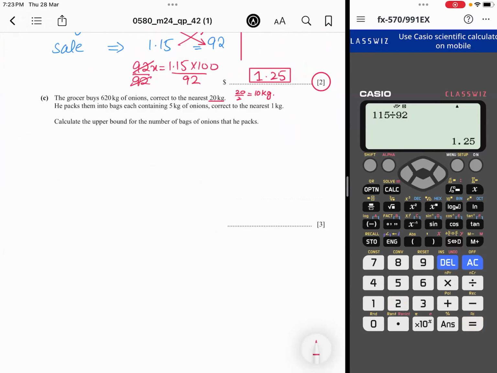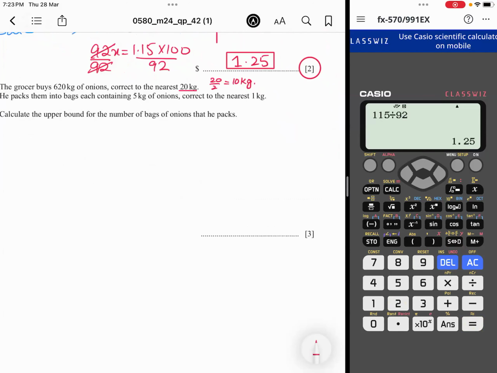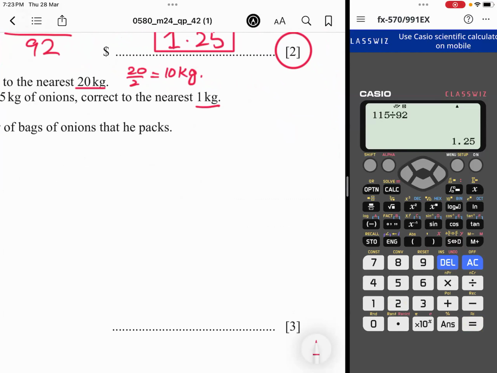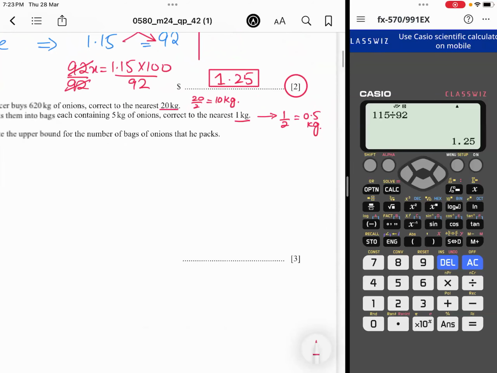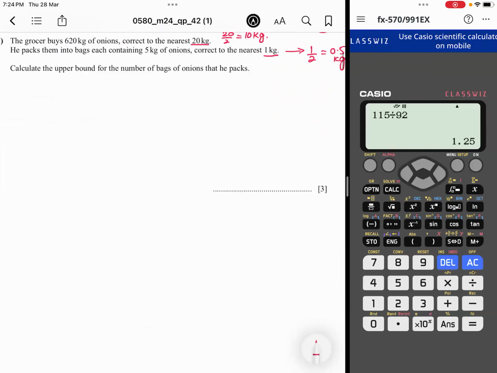Okay. He packs them into bags, each containing 5 kg of onions correct to the nearest 1 kg. So nearest 1 kg means 1 divided by 2, which is equal to 0.5 kg. Okay, now they say calculate the upper bound for the number of bags of onion that he packs.